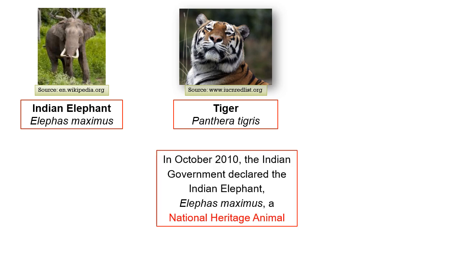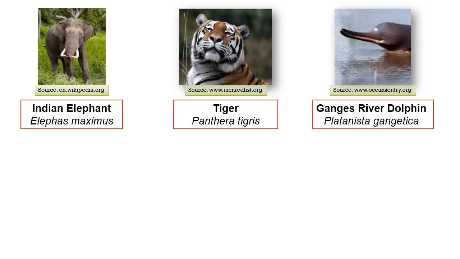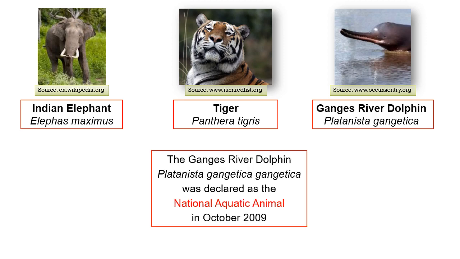In October 2010, Government of India declared Indian elephant as the national heritage animal. Next is the Ganges river dolphin, Platanista gangetica, and it has been declared as a national aquatic animal by Government of India in October 2009.